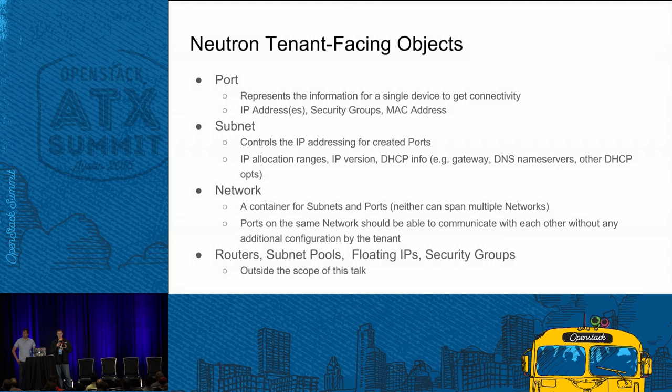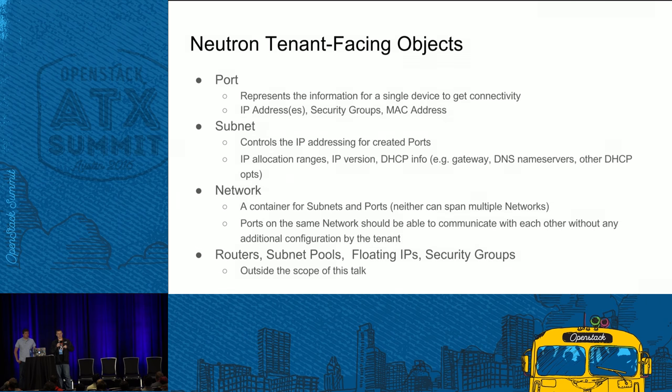Then there's the subnet, which in Neutron is just controlling the IP allocation for ports that are attached to a network. The subnet doesn't have anything to do with defining broadcast domains or anything like that. It's purely an IP allocation thing inside of Neutron. So that has DHCP info, IP addresses that you get, that kind of stuff, the gateway your instances will use, name servers, all that. Then there's the network, which in Neutron is the container for subnets and ports. So it kind of brings them together.